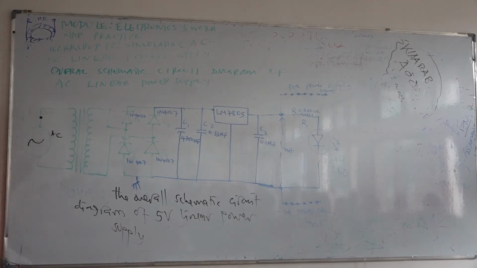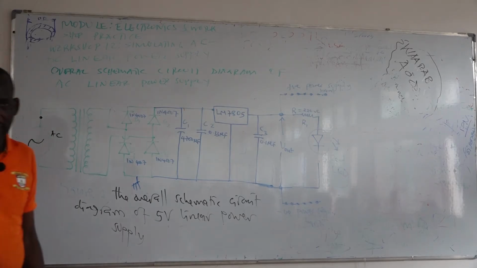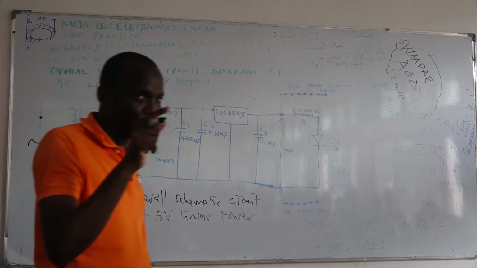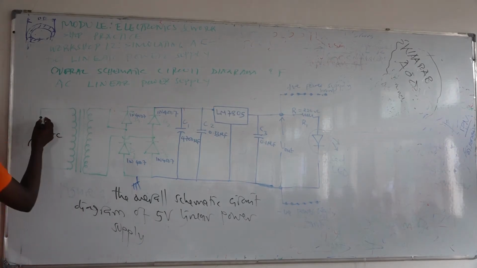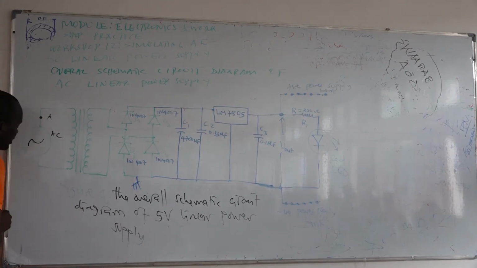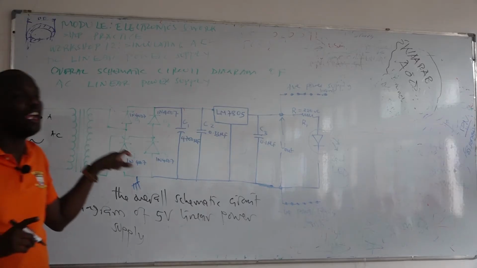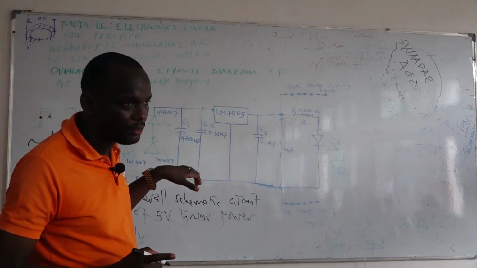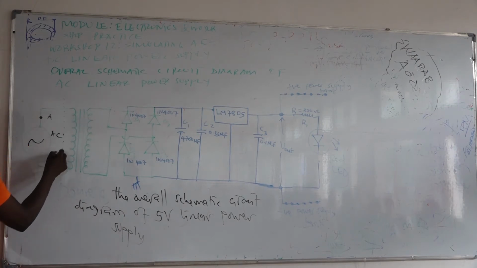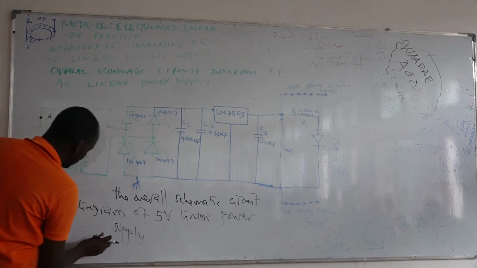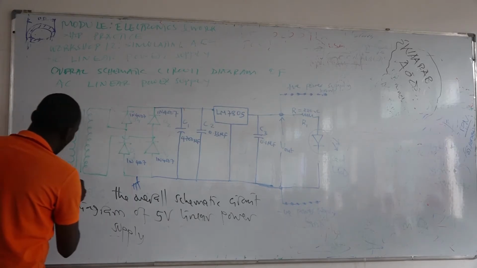I say stop writing, look, and listen. This is our first testing point. At this testing point, first of all, we are interested in measuring the actual root mean square voltage that is being fed to our linear power supply. Remember that from this part, this is the part for our linear power supply.